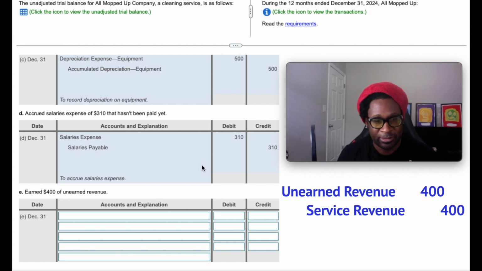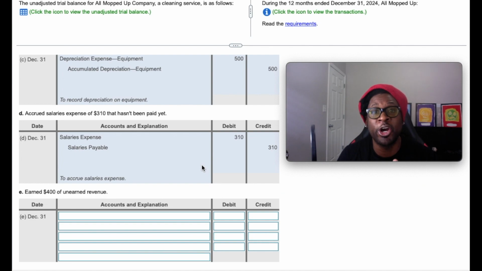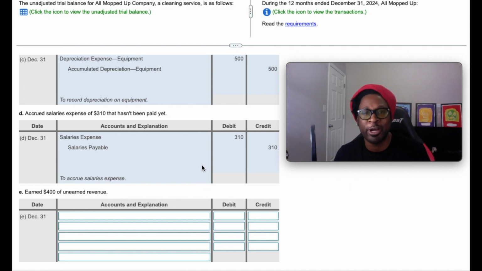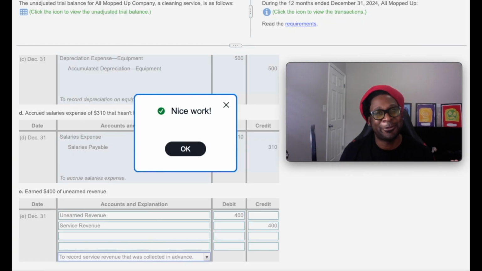So, key word in here, gang, was earned. That is the adjusted amount that's needed to be put in the particular transaction. How do we know? Because as we earn true revenue, that initial liability must go down. So since we've earned 400, that is the amount that must be posted. Check the answer. Nice work, gang.